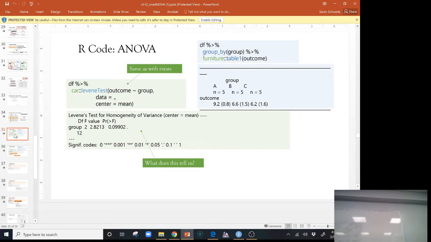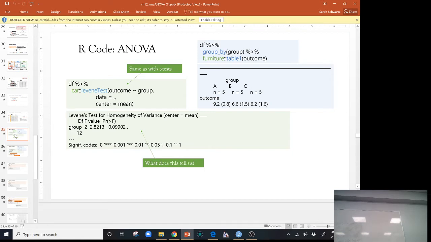So we're going to have our data set. We pipe it in using the car package, that's the Companion to Applied Regression, leveneTest. Did we do this? No, we didn't do this. Didn't we do a Levene's test in a previous assignment, in a t-test? Yeah, I think we did.